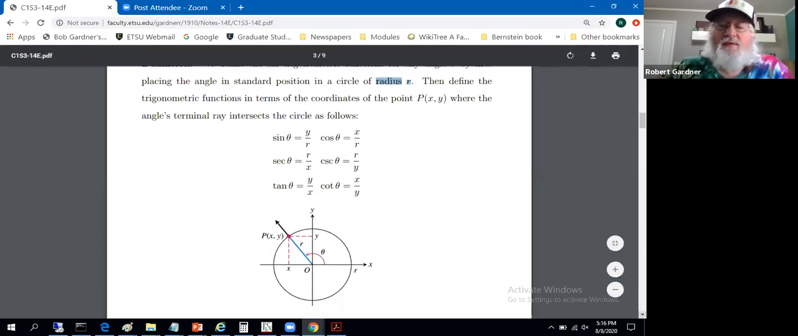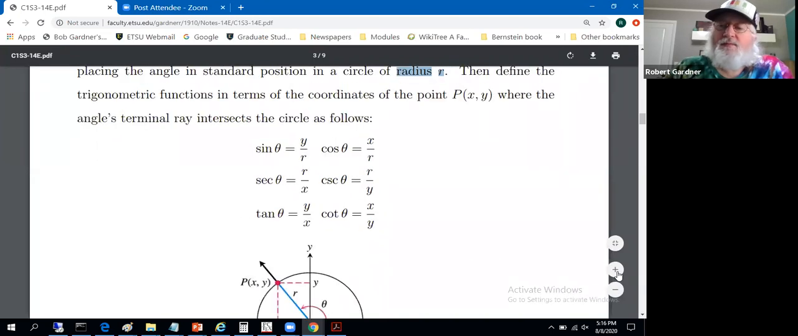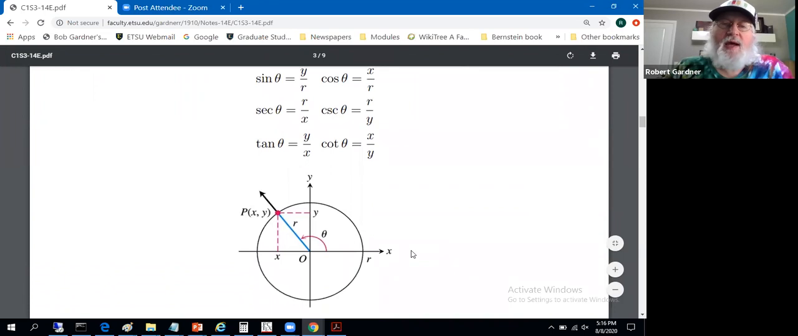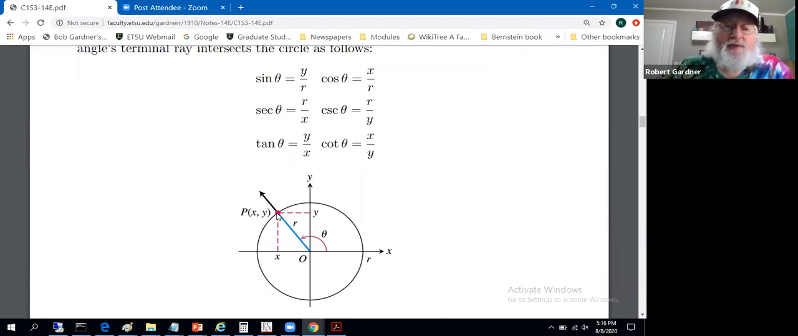So, for a given angle, make it a little bit bigger since we read that verbiage up there. For a given angle in standard position, we'll find a point on the terminal side that lies on the circle of radius r. I'll agree with you, r equals 1 would be more convenient. We'll standardize things like that sooner or later. We're defining the sine of theta to be y over r. Y is the y component of this point on the terminal side. R is the radius of the circle.